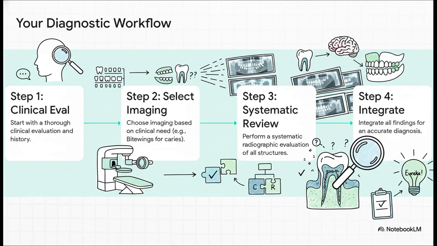Don't just wing it. Step 1, always start with the patient. Your clinical exam and their history are everything. Step 2, then you pick your imaging based on what you suspect. Simple caries check, bitewings. Weird, complex resorption, you need to be thinking CBCT. Step 3, when you get the images back, actually look at them systematically. Don't just hunt for the one thing you were looking for. And finally, step 4, put all the puzzle pieces together. The clinical findings, the radiographic findings, to land on that final diagnosis.